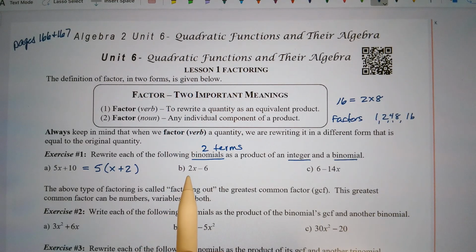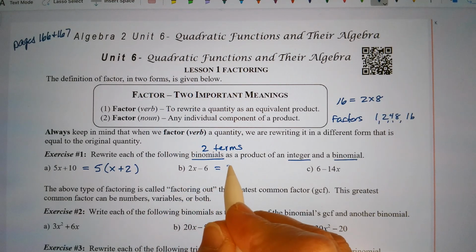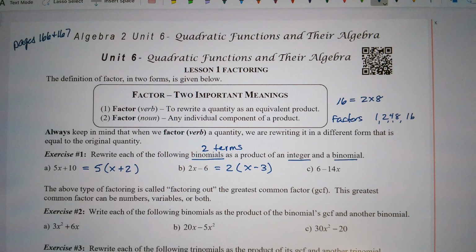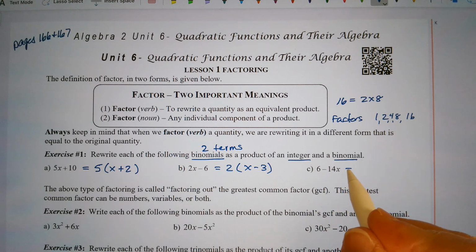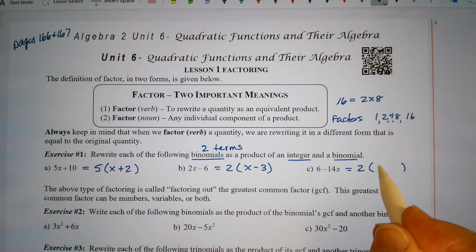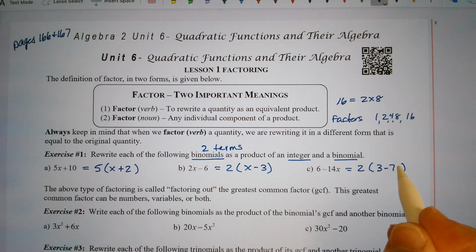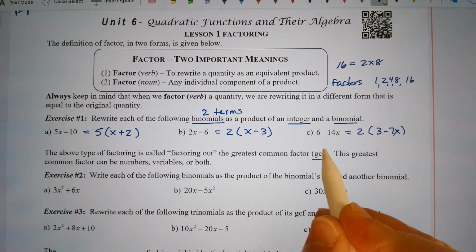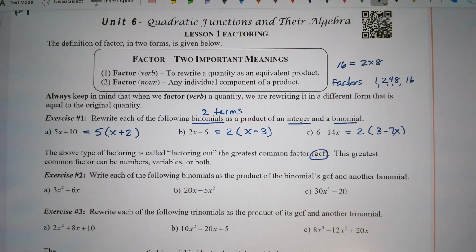What's a common factor to 2x and 6? It is 2. 2 times x minus 3 would result in 2x minus 6. What's a common factor of 6 and negative 14x? 2 is common. Factor out 2. And 3 minus 7x is our binomial factor. The above type of factoring is called factoring out the greatest common factor, GCF. You've seen that before, heard that before. The greatest common factor can be numbers, variables, or both.